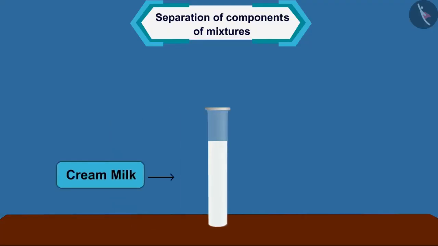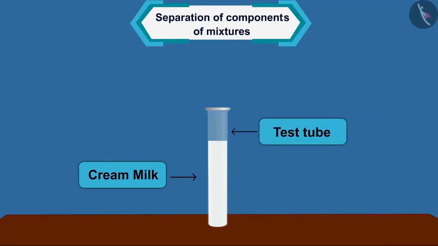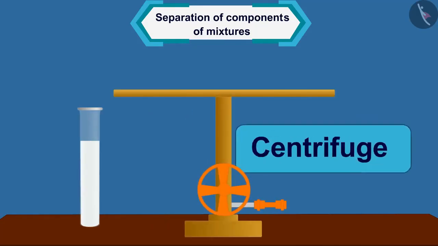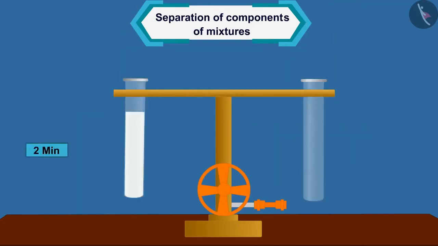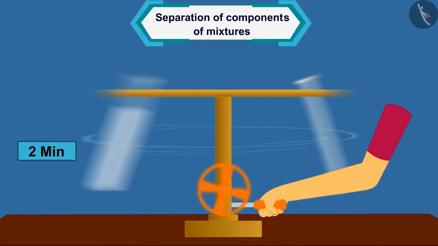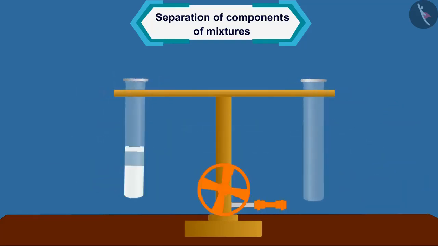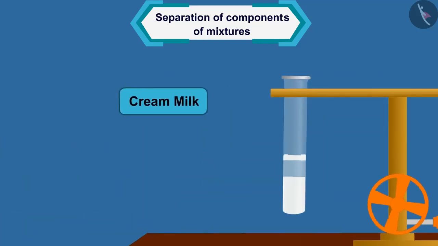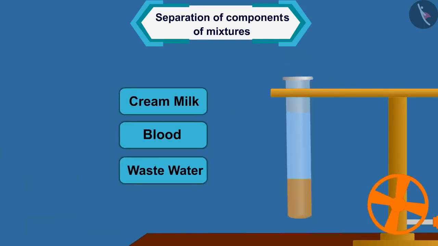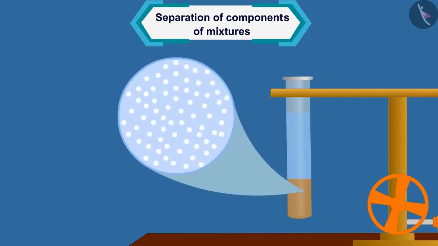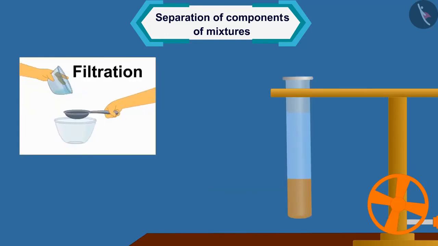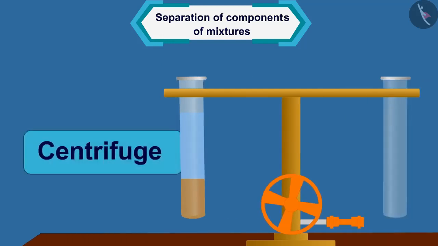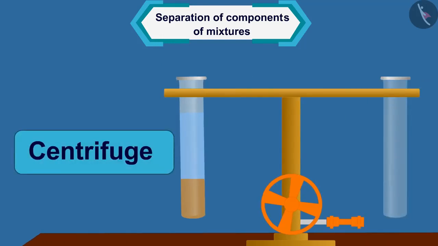Now, let us take this creamy milk in a test tube. Now centrifuge it for 2 minutes with a centrifuge machine. What do you see? When the centrifugal device is rotated rapidly, heavy milk particles settle down and light cream particles remain on top. Particles of creamy milk, blood, wastewater, etc. are too small that they cannot be separated by filtration, but can be separated by centrifugation.